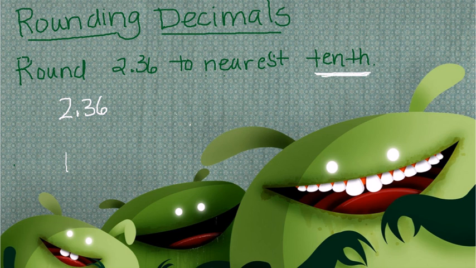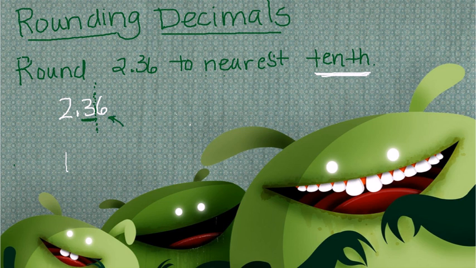So what number is in the tenth spot? It's the 3. So let's go ahead and underline the number 3 because that's where we're going to stop. And then you can draw a little imaginary wall if you want, letting you know that everything after the 3 is going to get fruit ninja and chopped off. So our step 1 is to identify the place value. Step 2 is to draw our wall. Step 3 is to look at the number right after the 3.